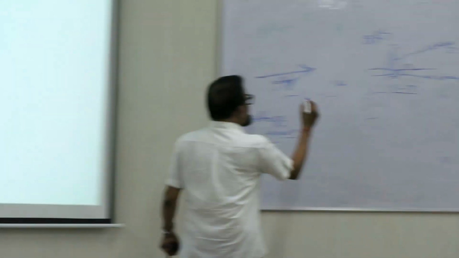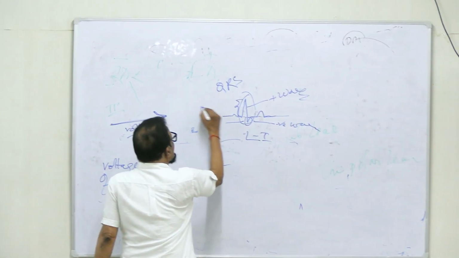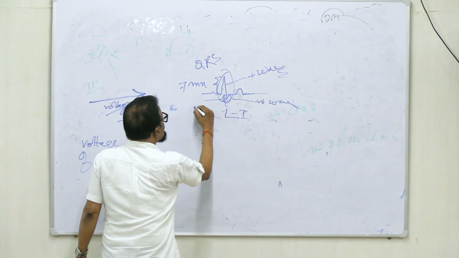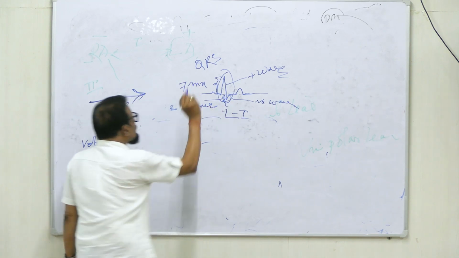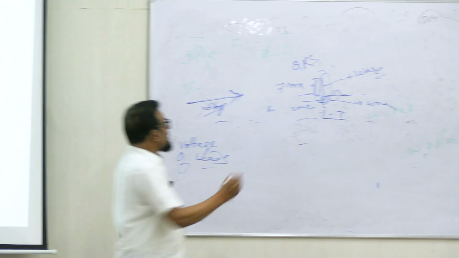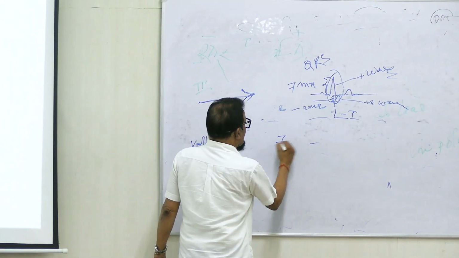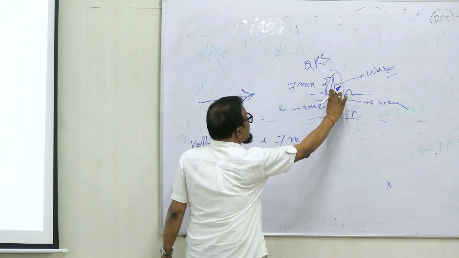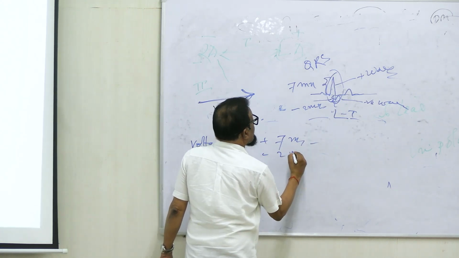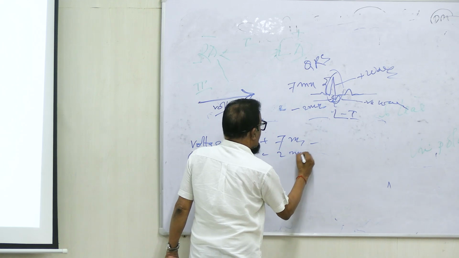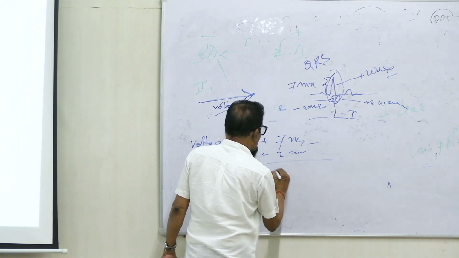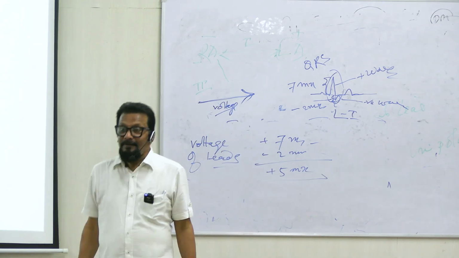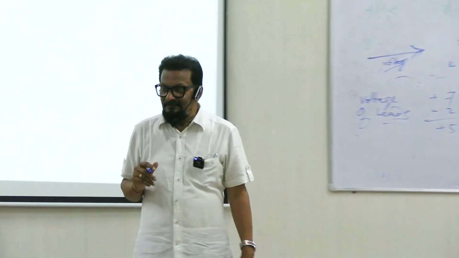Suppose this is 7 mm and this one is 2 mm. So what would be the net? It is plus 7 and minus 2 mm. Net voltage is plus 5 mm. So in lead 1, it is positive.